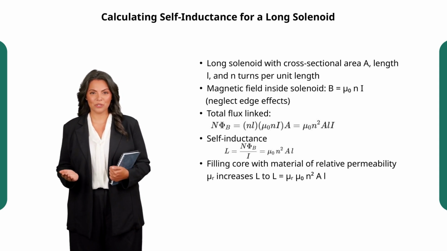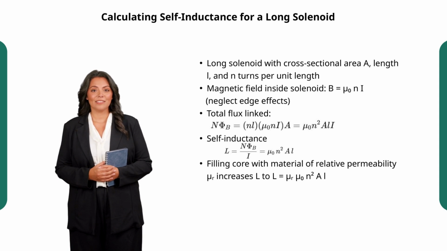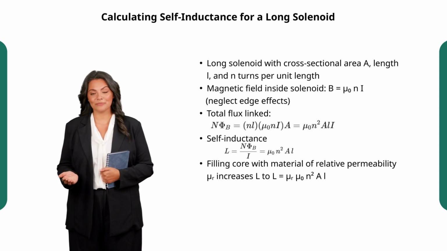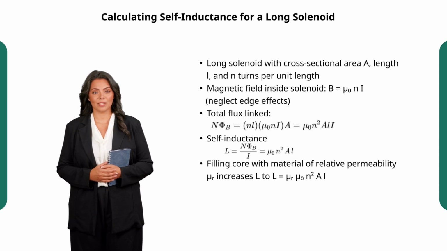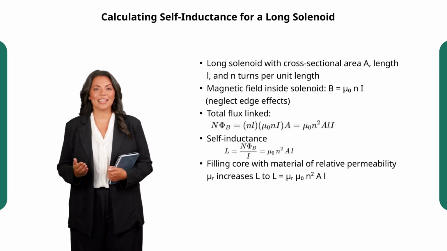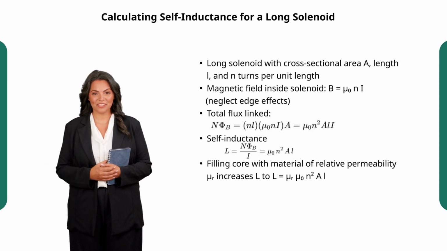If the solenoid's core is filled with a material of relative permeability μr, like soft iron, the inductance scales up by μr, becoming L equals μr mu0 n squared AL. The increased magnetic flux due to the core material's enhanced permeability means more energy storage and stronger opposition to varying currents. Understanding these dependencies empowers us to tailor inductors for specific electrical and magnetic behaviors.